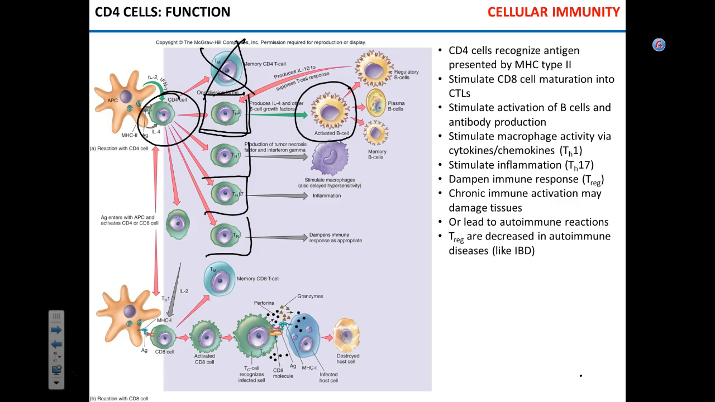Macrophage. What's the function of macrophage? Phagocytosis. CD4 cell interacts with MHC class 2 of macrophage and makes the phagocytic activity way more efficient. Does that make sense? Moreover, CD4 cell produces chemicals, cytokines, that stimulate maturation of CD8 cell. So it helps CD8 cells as well.